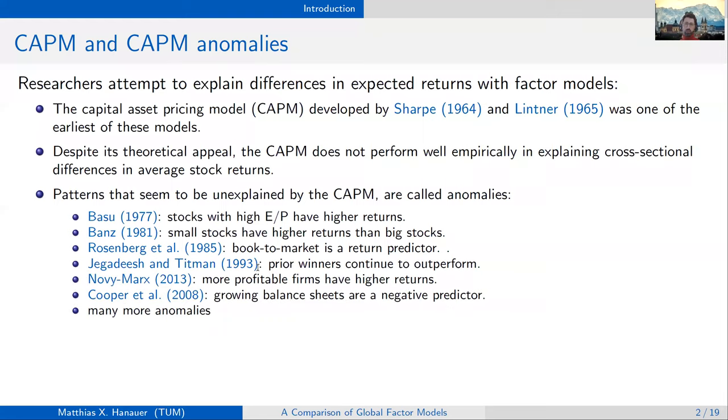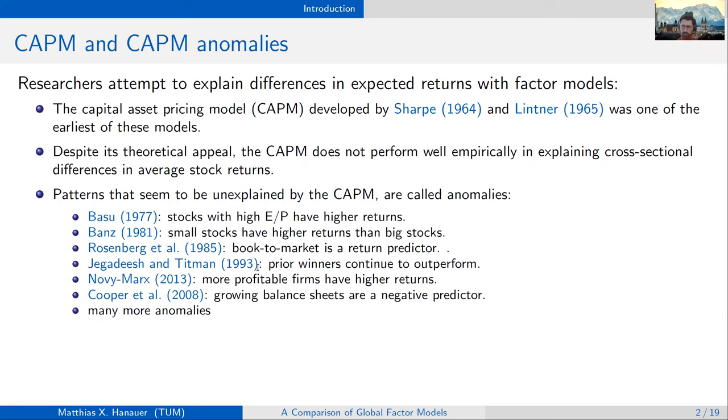And also more recently, in the later 2000s, Novy-Marx, for instance, said there are firms that are more profitable. He focused there on a top line profitability item, gross profitability. These firms have higher returns. And other researchers said that firms with a growing balance sheet, so the total asset growth, this is also a negative predictor of future returns.